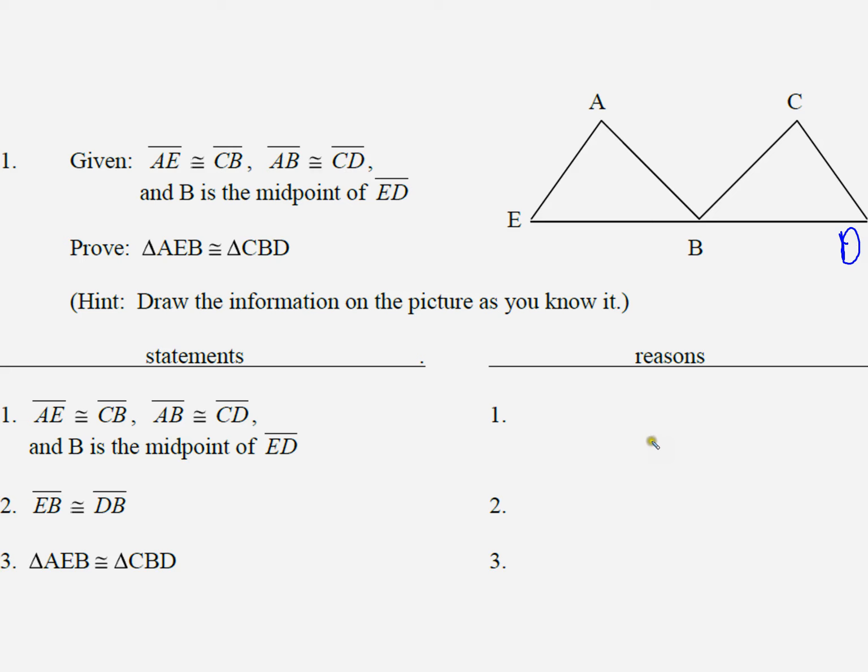For a lot of these, we're going to be filling in the reasons, since the statements are already given to us. As a reminder, we know that triangles can be proved congruent using side, side, side; side, angle, side; angle, side, angle; and angle, angle, side. We'll be seeing one of those in each of these proofs. So in this first one, you have the given information there, and that obviously is going to go in our first step in our proof.